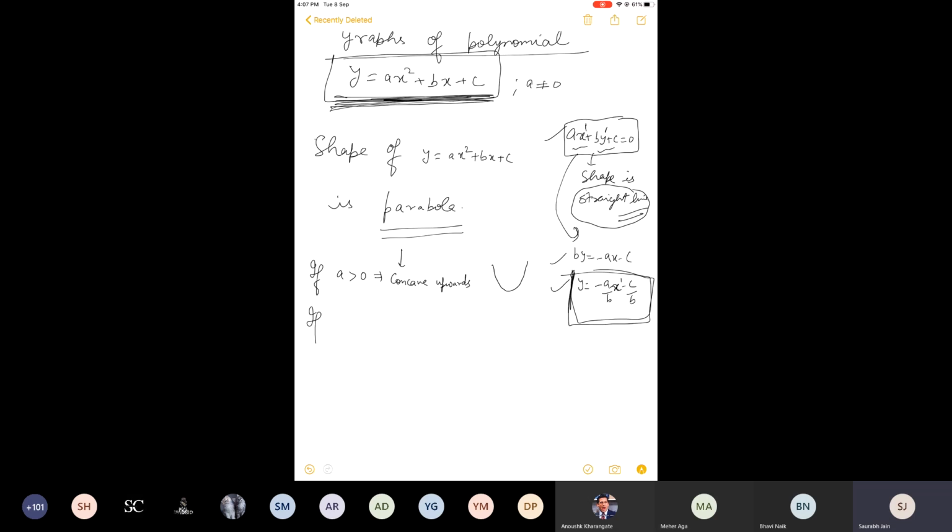If a is negative, what is a? a is the coefficient of x square. Remember this. Then in such cases, the shape is concave downwards. That means the parabola will be opening downwards like this. There is this point, we will study about it also. This is called the vertex or the turning point. Okay, so we will learn about everything.